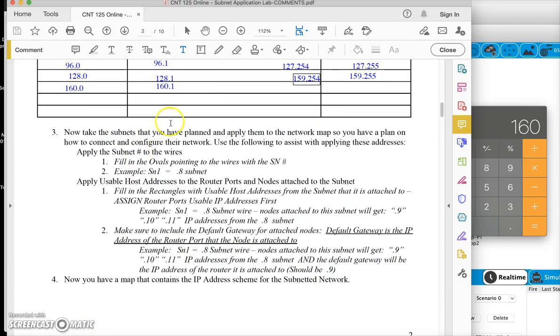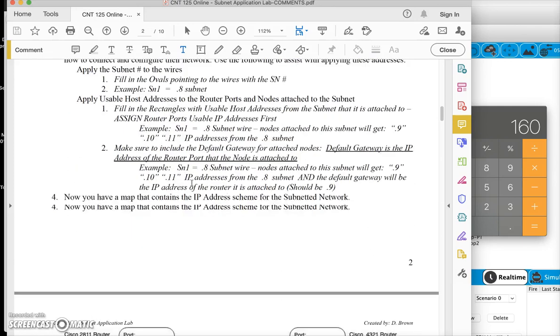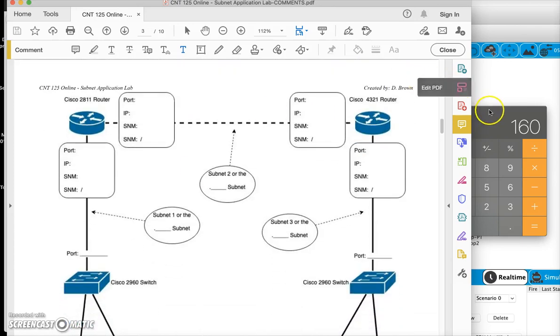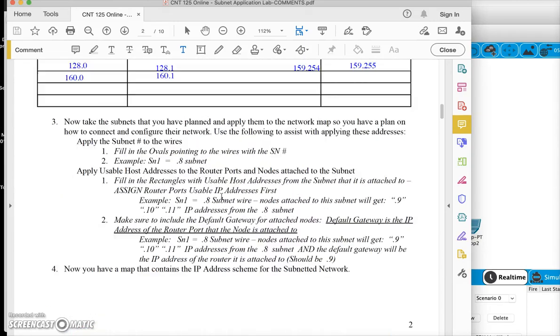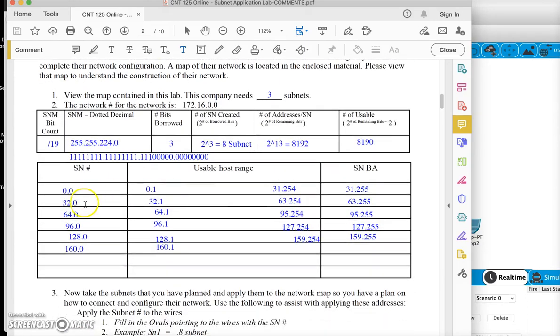And actually, this writing right here tells you exactly what I'm going to do. So if you're reading through, that's what this is telling you to do. I'm going to scroll down here, and I'm going to make note on my map of the 3 subnets I'm going to use. I'll use 32.0, 64.0, and 96.0. I'll just use those 3.